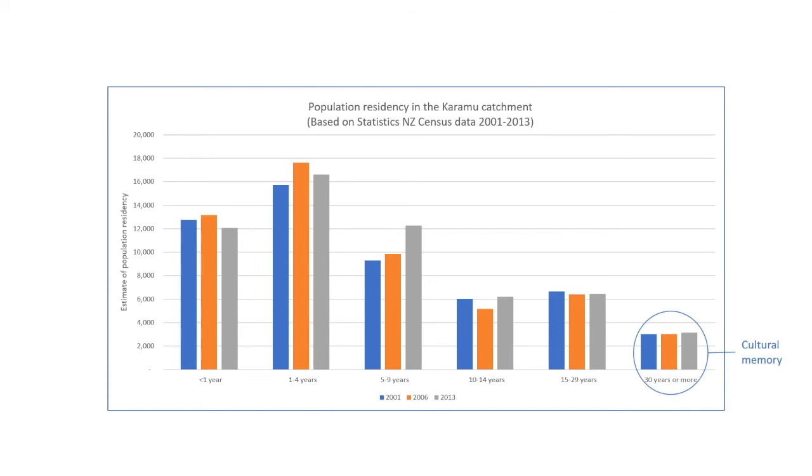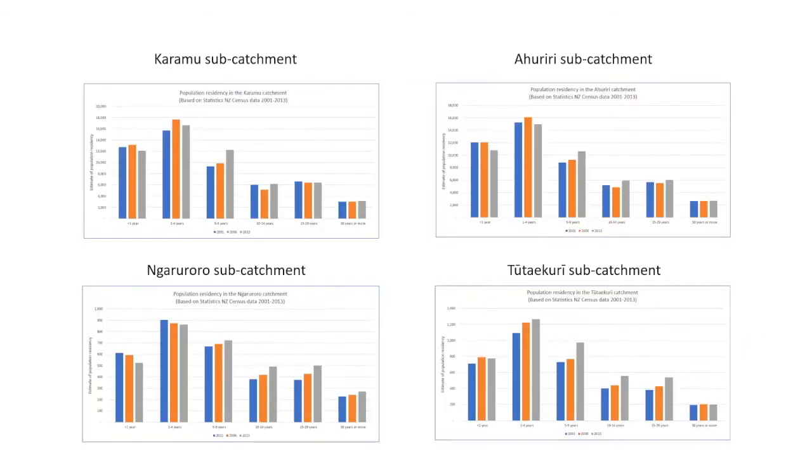What we have here is a much larger part of the population that is actually turning over on a reasonably short time frame. So what I've done in these graphs here is run that same analysis for all of the sub-catchments. So you can see that across the Karamu, Ahuriri, Ngaruroro and Tutaikuri, the structure of those graphs from 1996, 2001, 2006, 2013, census data are all basically the same.